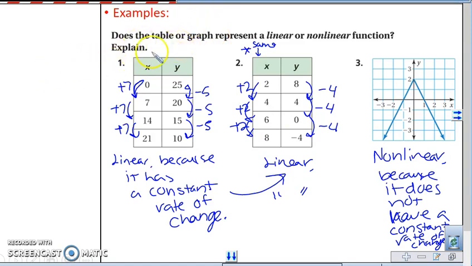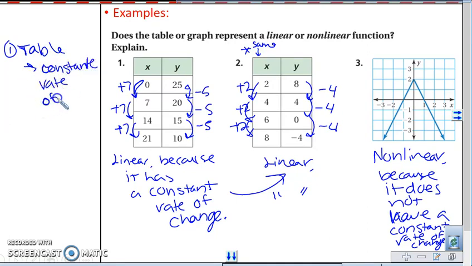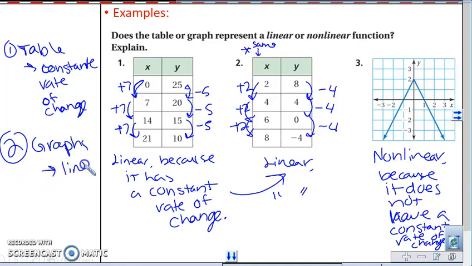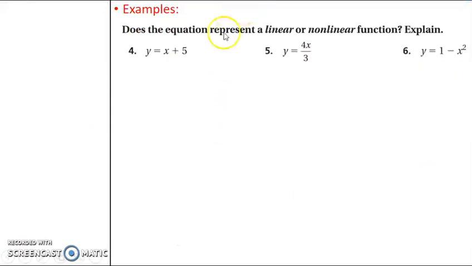So we talked about tables now. Tables, you're looking for constant rate of change. We've talked about graphs. You're looking for them to be a line. They need to be a line. And remember, it's one line. One. Now let's go ahead and look into equations.